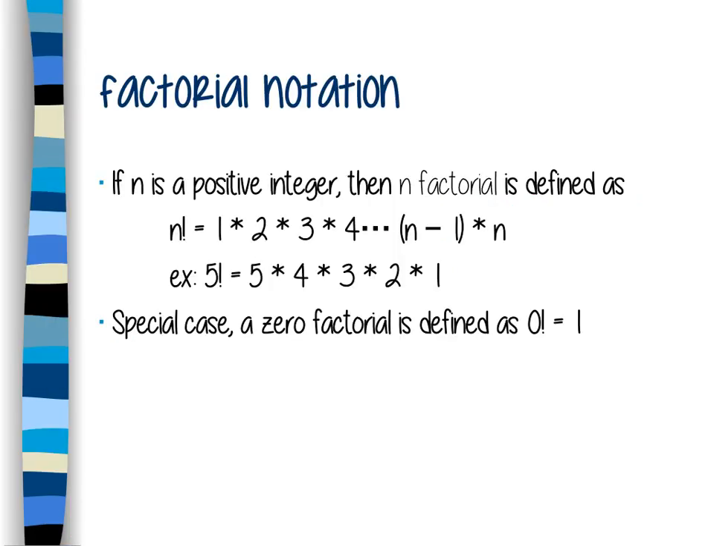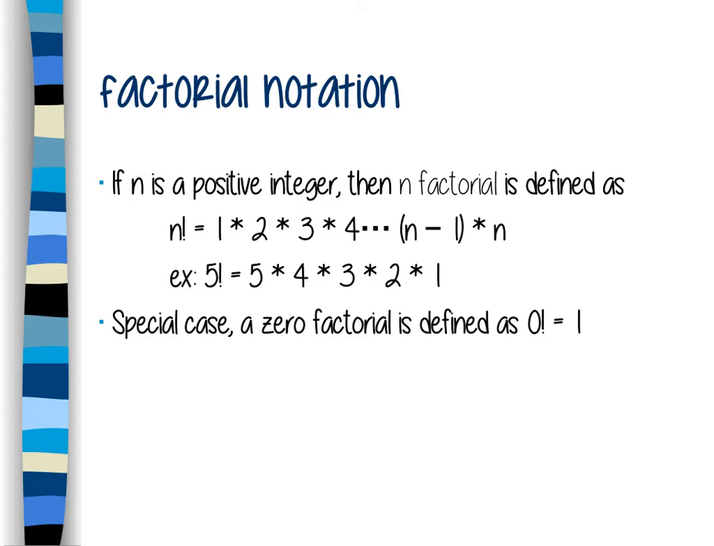All right, factorial notation. If n is a positive integer, then n factorial is defined as n followed by an exclamation mark. So if you see an exclamation mark following a number, it actually means factorial. It doesn't mean, say, like 3. It's 3 factorial. What that means is you multiply that number by each number below it, decreasing by 1 until it hits 1. So 5 factorial is 5 times 4 times 3 times 2 times 1. I stop at the 1.